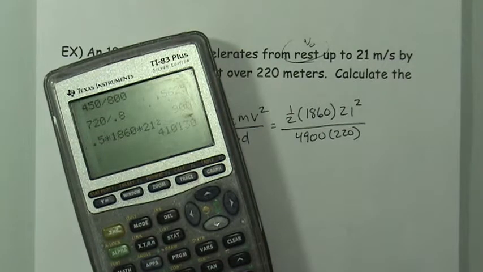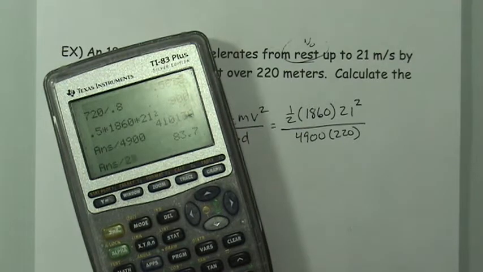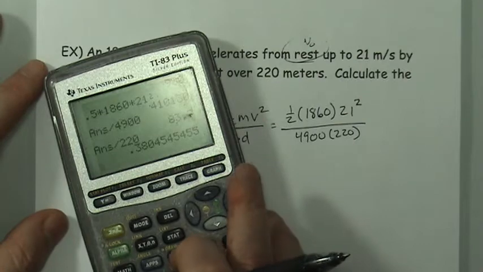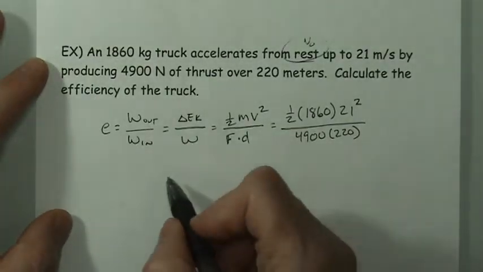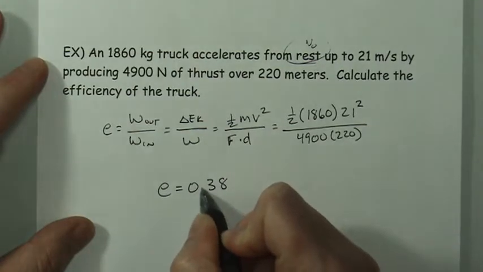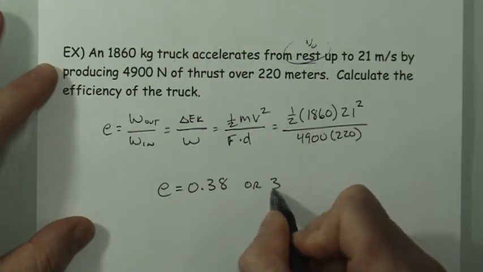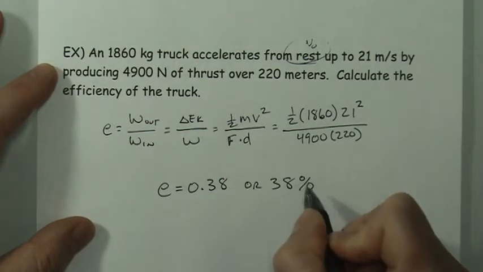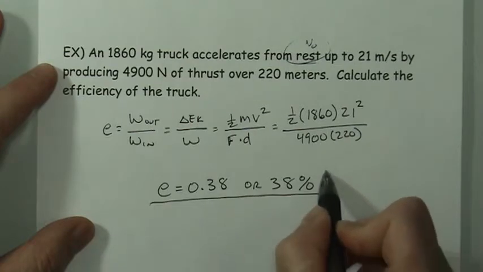So there's the kinetic energy, and now I'm going to divide out individually each of the two numbers on the bottom. So divided by 4,900, divided by 220. And so what I end up with as the answer is 0.38. So the efficiency is 0.38, or I can say 38% efficient.